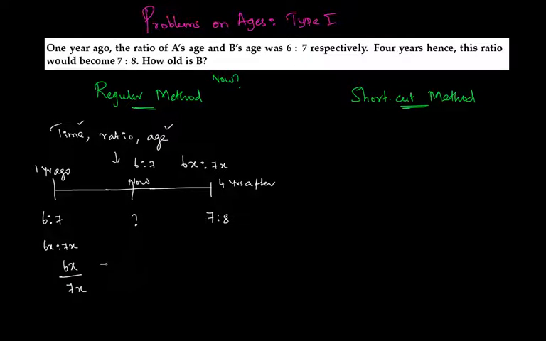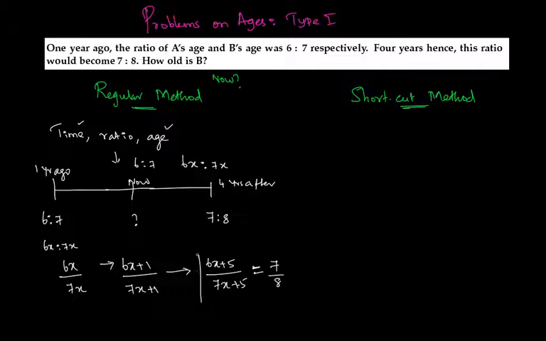After 1 year, right, we have to add 1, that is 6x plus 1 divided by 7x plus 1. And after 4 years from now, we have to add 4. So this becomes 6x plus 5 and 7x plus 5. This is in terms of the real age, and this is given in terms of ratio. How? This is equal to 7 by 8.